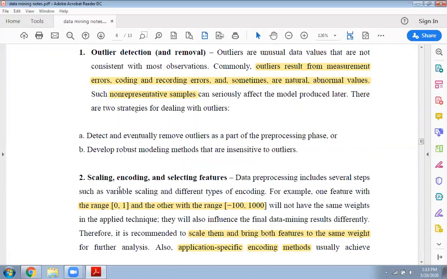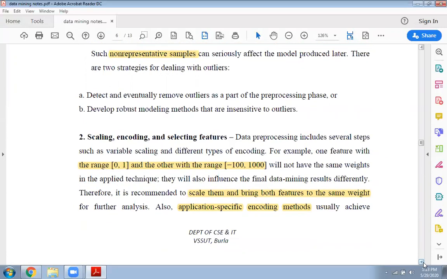second, you have to scale the data, encode the data, and select the features that you have to work with. What is scaling? Suppose one feature has a range of 0 to 1, and another has a range of minus 100 to 1000. They will not have the same weights, so you have to scale them accordingly, so that 0 to 1 comes to the same scale as minus 100 to 1000. So scaling of data is important.